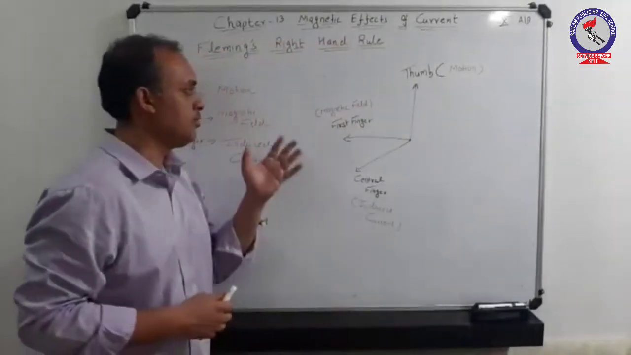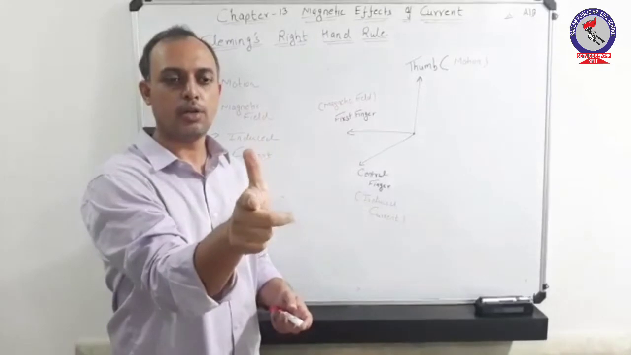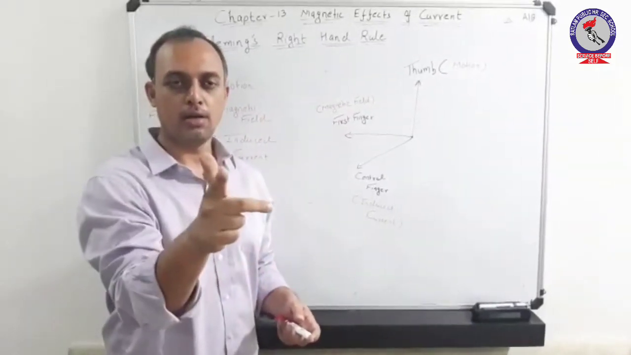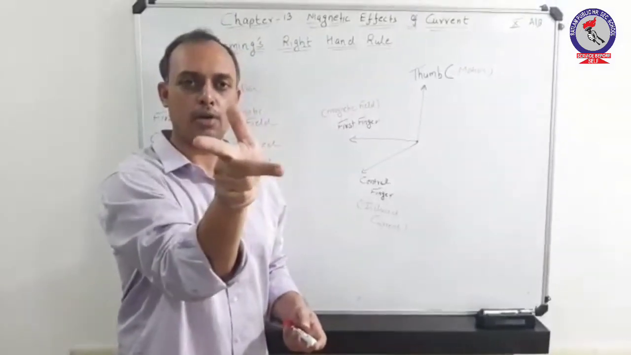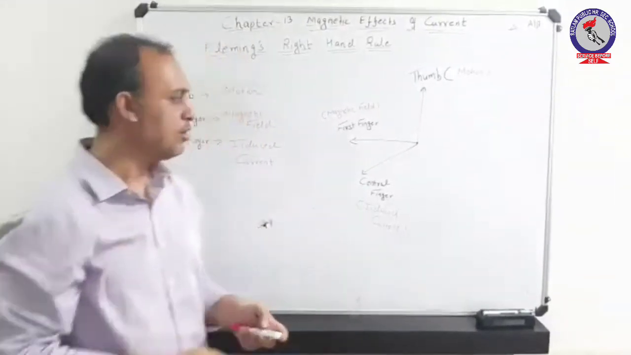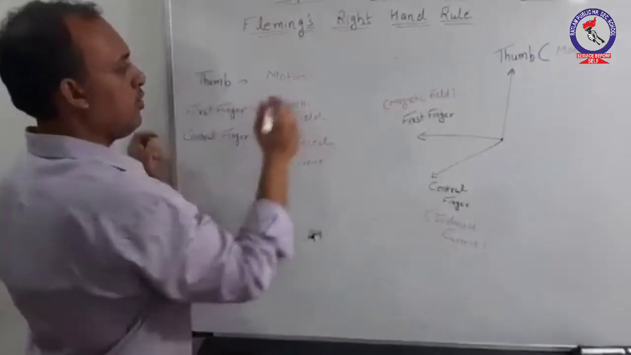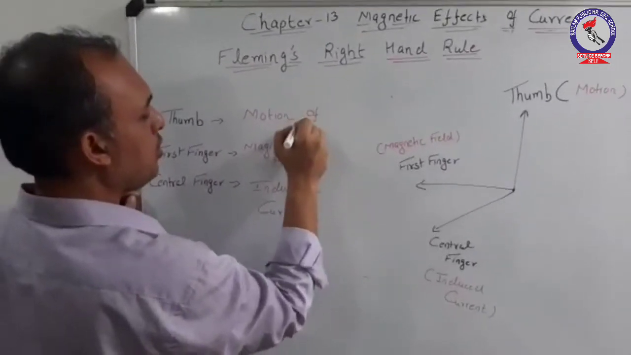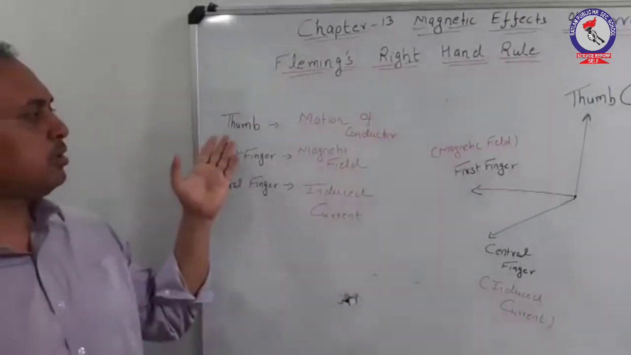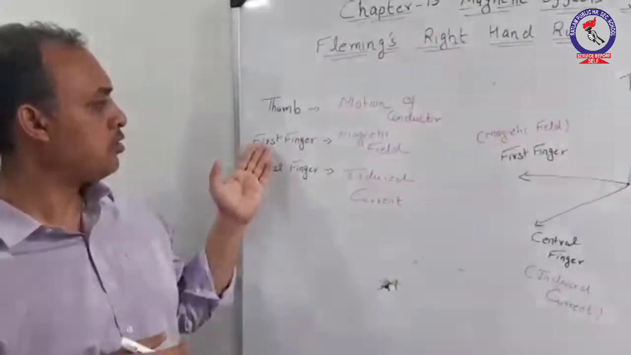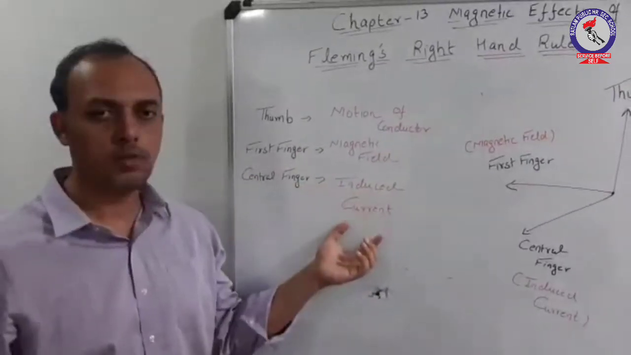As you can see in the simple diagram, if you stretch the thumb, first finger and central finger of your right hand in mutually perpendicular directions, your thumb should represent the direction of motion of the conductor. The first finger represents the direction of magnetic field. Then the central finger represents the direction of induced current.